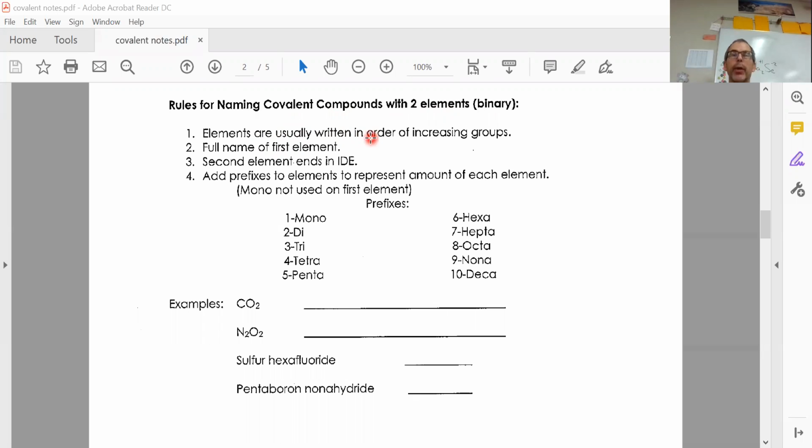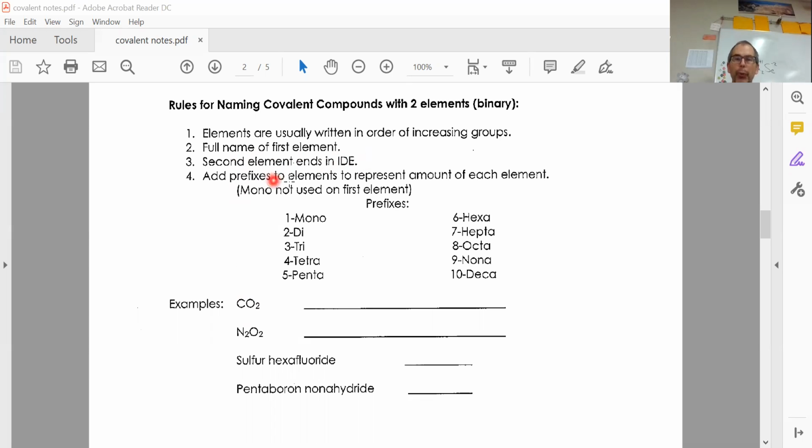Okay, here are some rules. Elements are usually written in order of increasing groups. So what that means is carbon is more in the middle of the periodic table, oxygen is more on the end. Carbon's in family 4, oxygen's in family 6, nitrogen's in family 5, oxygen's in family 6. So the lower family number usually comes first, with the exception of hydrogen. Full name of the first element and the second name gets the "ide" ending. Probably sounds familiar to when we did ionic things.